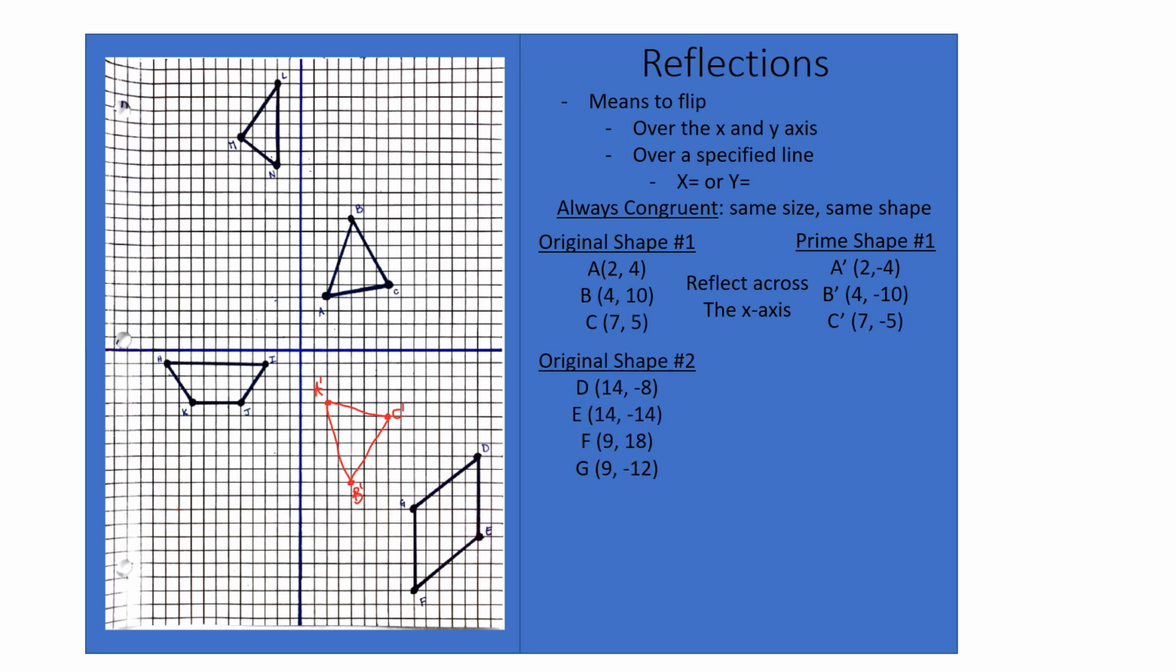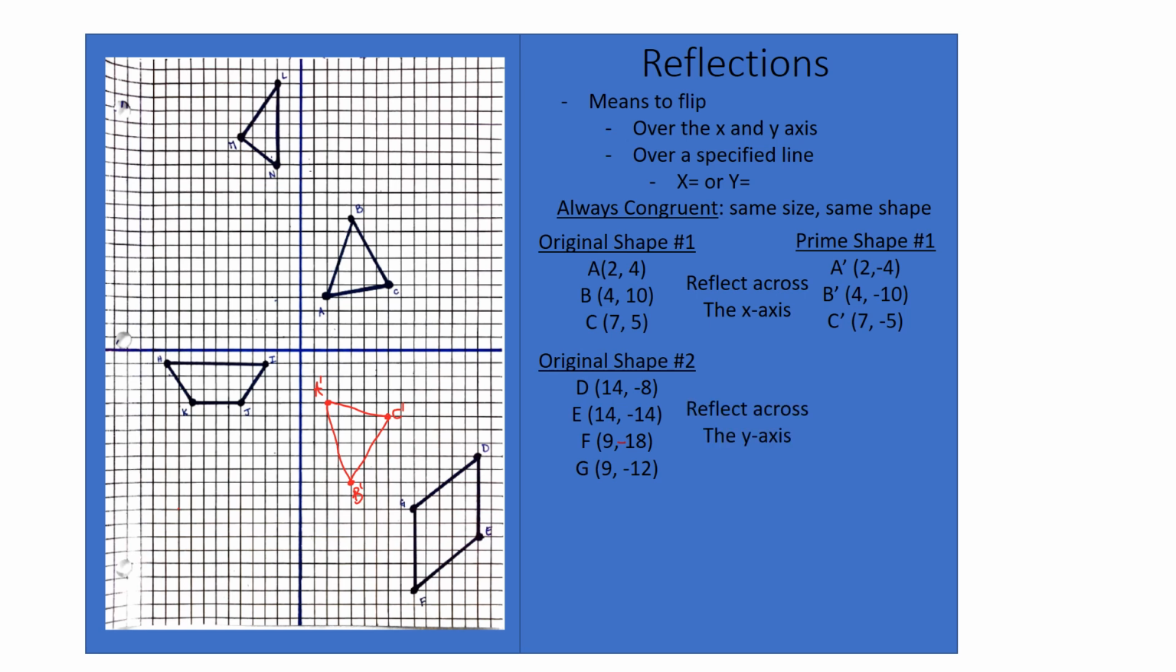Number 2. We're looking at the shape in the bottom right-hand corner labeled DEFG. For this problem, we need to copy down the original points. Point D is at 14, negative 8. E is at 14, negative 14. F is at 9, and that should be a negative 18, so go ahead and make sure that that's negative. And G is at 9, negative 12.